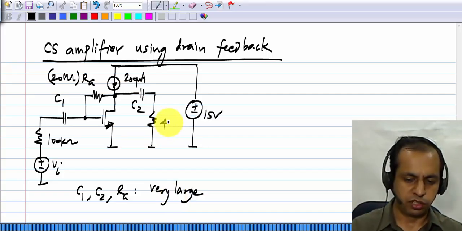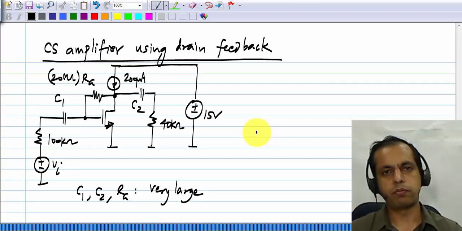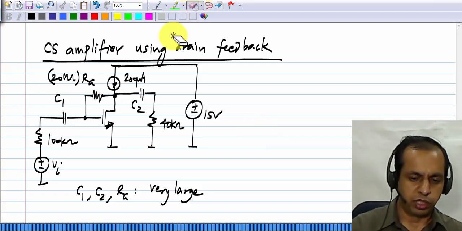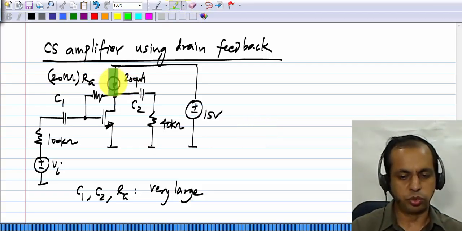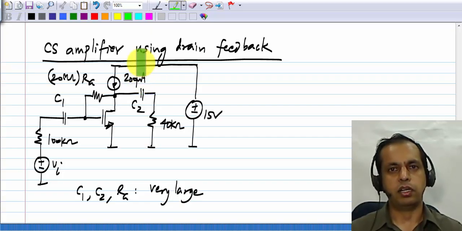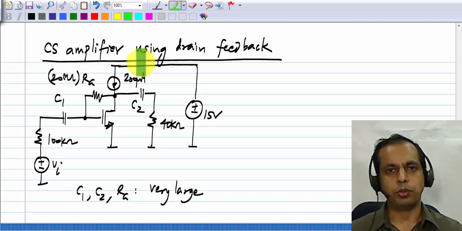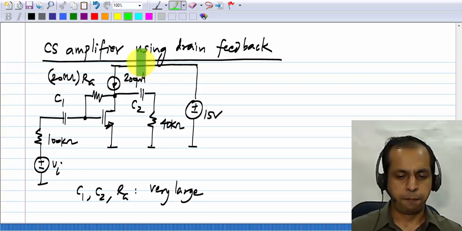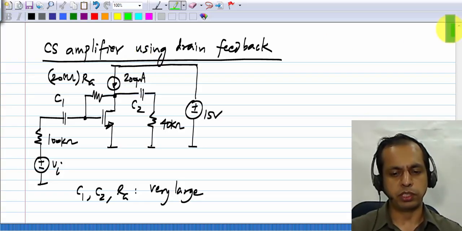And let me say that the load resistance is 40 kilo ohms. Now, just to make it more interesting and also to illustrate a point which will come later, I'll assume that this current source here, this 200 microamperes, is replaced by a resistor. I had mentioned earlier that many times you don't want to use current sources, but you use resistors for biasing, especially in case of discrete circuits. So let's say we do that. What resistor do you substitute it with?